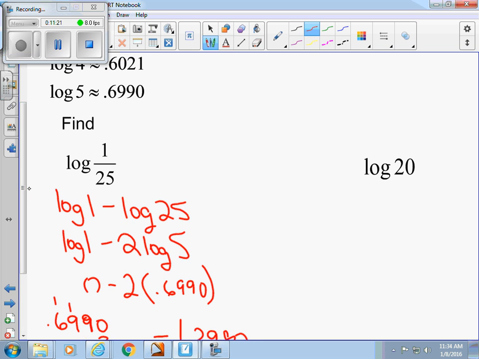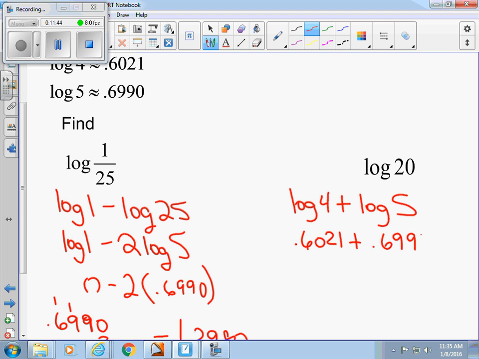What about log of 20? Okay, log of 4 times 5, but how would I have to write that in single logarithms? Log 4 plus log 5. And so we've got 0.6021 plus 0.6990. Again, yes, it's yucky addition.